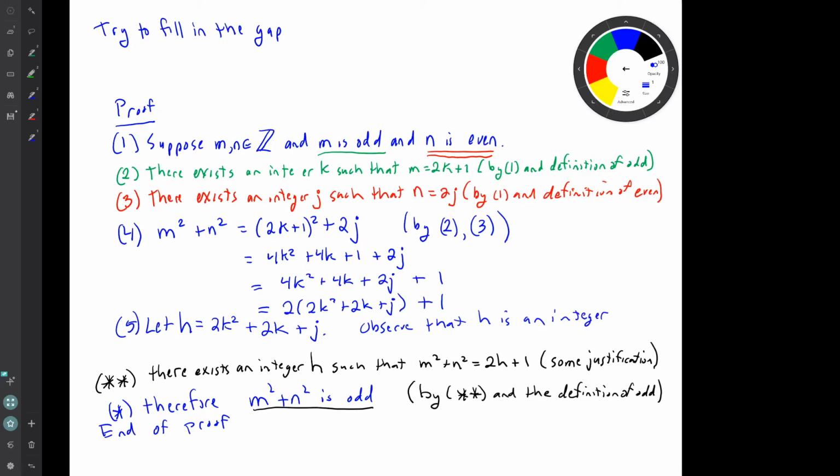So there's our h. Now we're actually ready to put numbers on these ending statements. This double asterisk statement, it's going to have to be statement 6. And the justification for statement 6 is by 4 and 5. And the very last statement of the proof is going to have to be statement number 7. And the justification for that statement is going to have to be by statement 6 and the definition of odd.